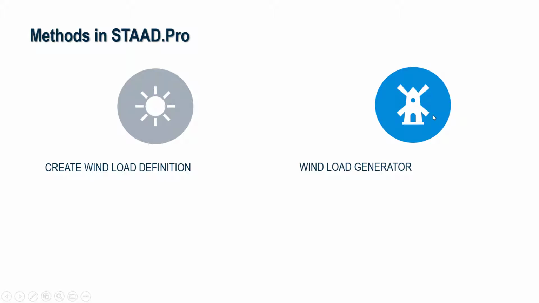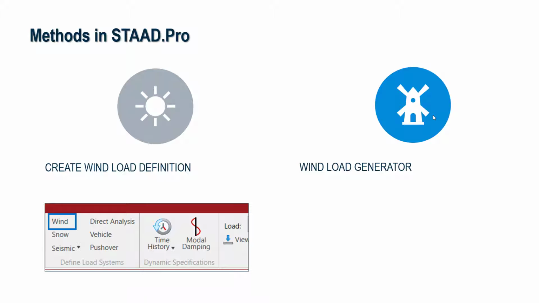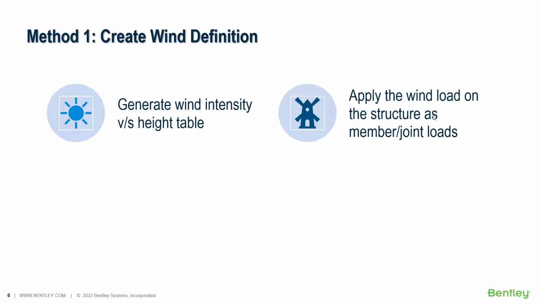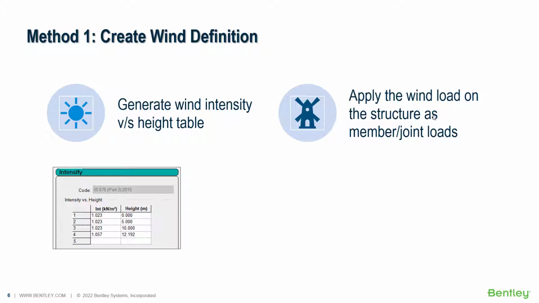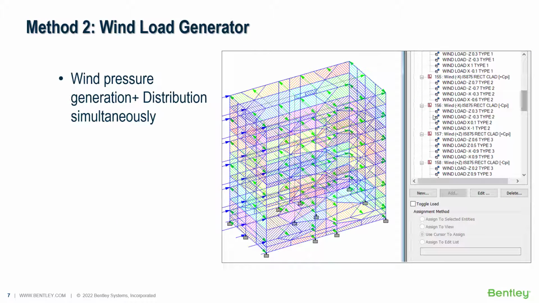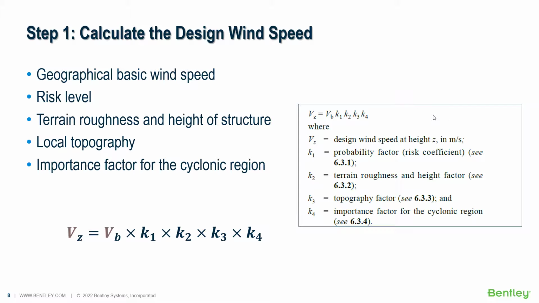In STAAD.Pro, we have implemented two methods to calculate the wind loads. Method 1 is using the create wind definition option and method 2 is the wind load generator option. In the first method, wind pressure at various heights is calculated first and then the pressure is converted into loads and distributed to the structure. So it's a two-step process. In the second method, wind pressure calculation and distribution is done simultaneously. In both these methods, wind pressure at various heights are calculated.